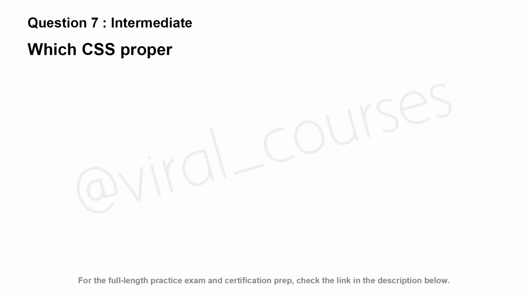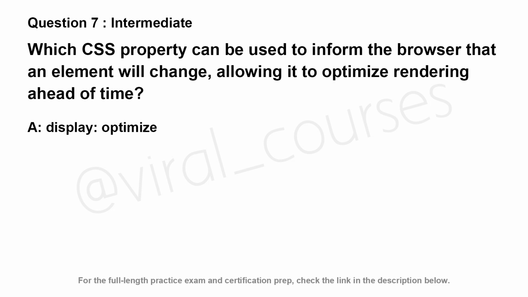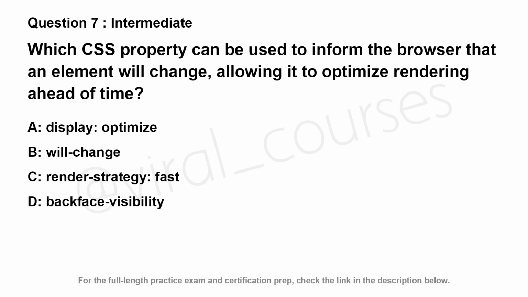Which CSS property can be used to inform the browser that an element will change, allowing it to optimize rendering ahead of time? Option A. display-optimize. Option B. will-change. Option C. render-strategy: fast. Option D. backface-visibility.